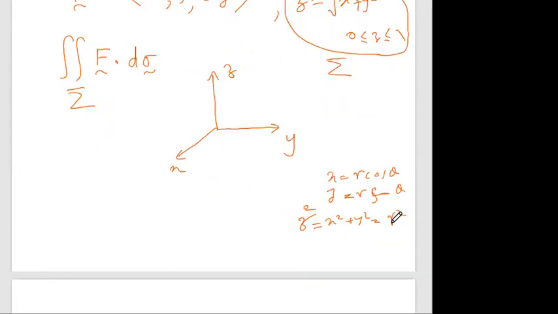So this is R. Your Z is R, which is non-negative. Z is R. So the relation between Z and R is linear, very easy. As R increases, Z also increases linearly.